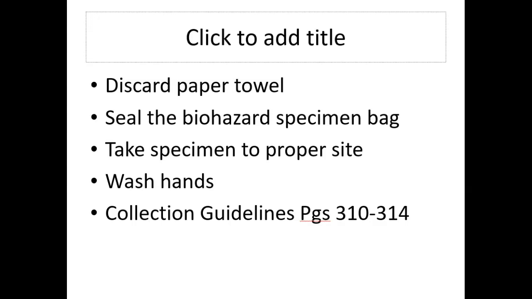And so look that over, those collection guidelines. They're on pages 310 through 314. There's always going to be questions on your state test about specimen collection. So you want to be familiar with this. There also is a handout in the handout section on specimen collection, and it has all different kinds of specimen collection. So please take time to read through that and review that before you take your state test also.